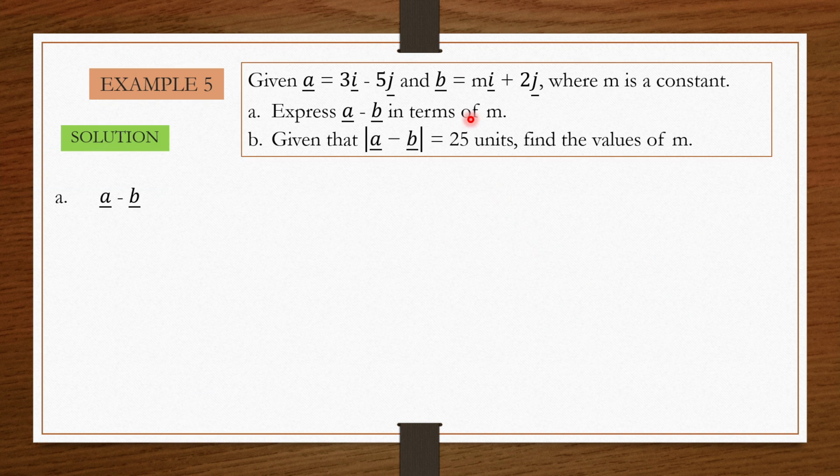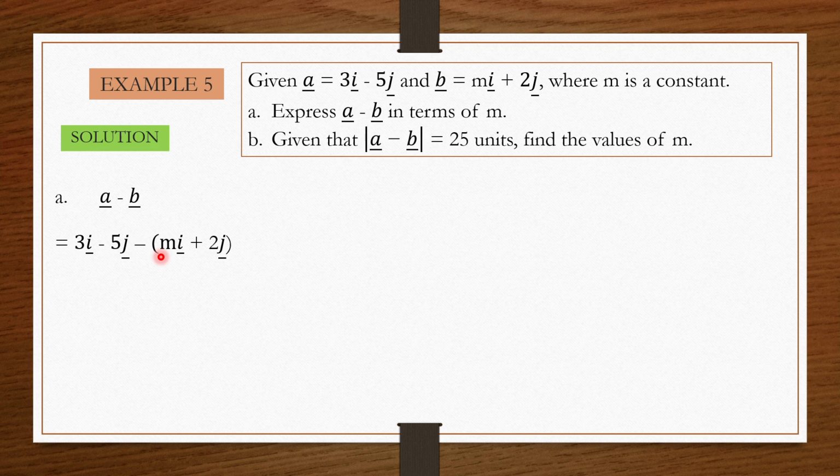Okay, example 5. Given A equals 3i minus 5j and vector B as mi plus 2j, where m is a constant. Express A minus B in terms of m. So in order to find A minus vector B, you just replace the vector A and B. Remember for vector B especially you must put brackets. Without brackets you will get the wrong answer.